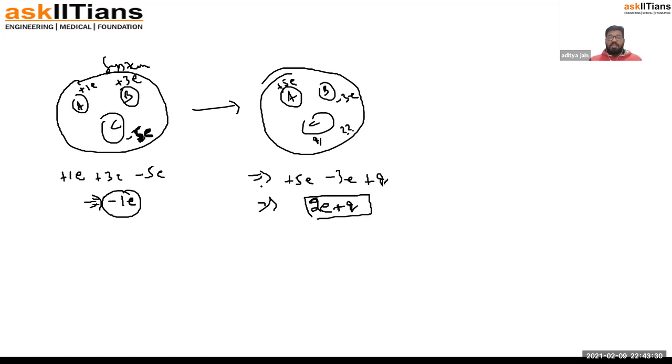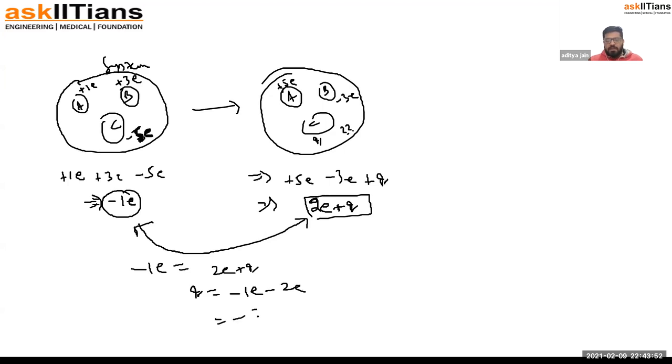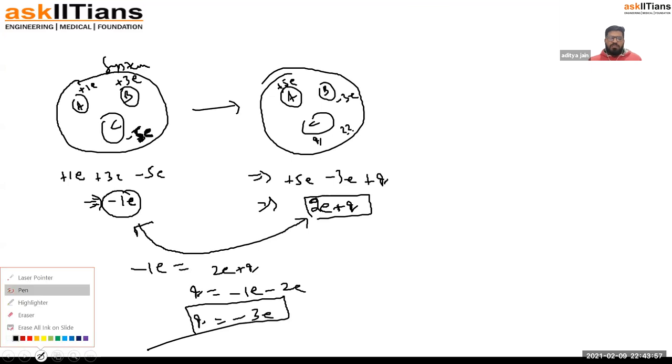And what does conservation of charge say? That charge on any isolated system is always conserved. Conserved means total initial charge will be equal to total final charge, because charge can neither be created nor destroyed. It can only be transferred from one body to another body. So minus 1e will be equal to the final charge, 2e plus Q. This will give you Q is equal to minus 1e minus 2e. That will give you minus 3e. So we have found the charge on body C with the principle of conservation of charge.